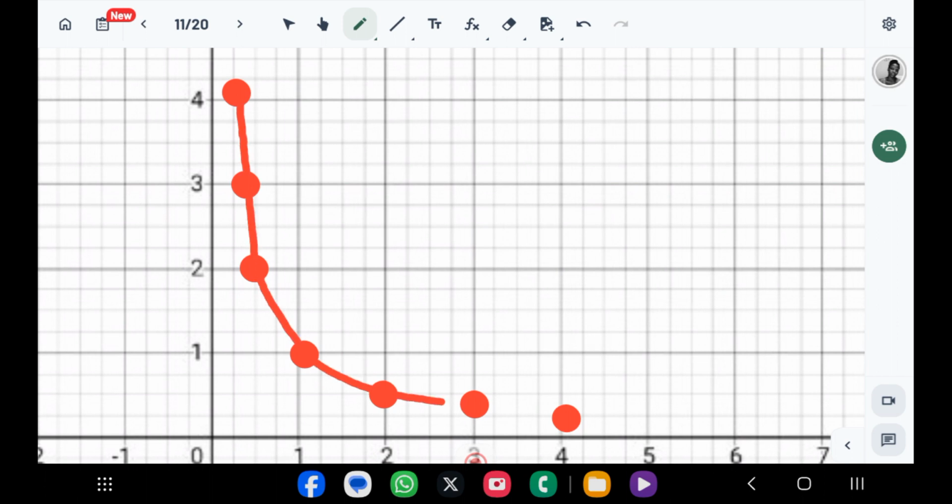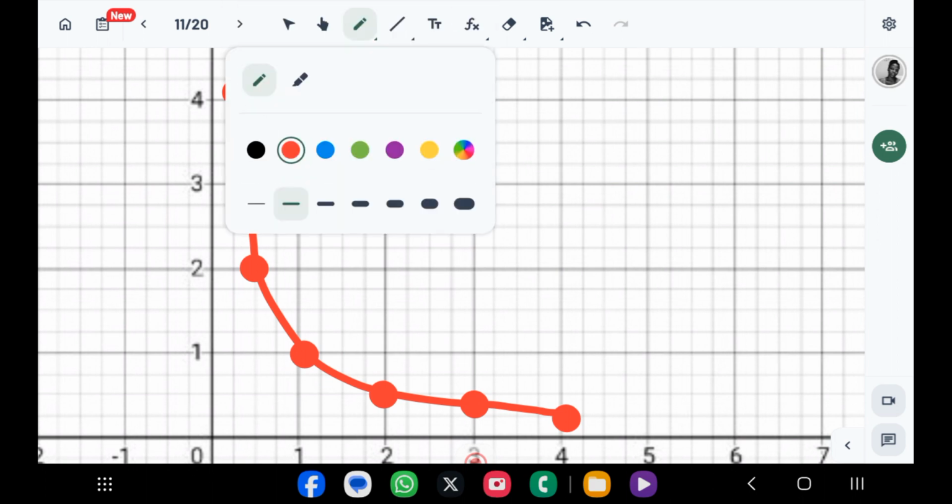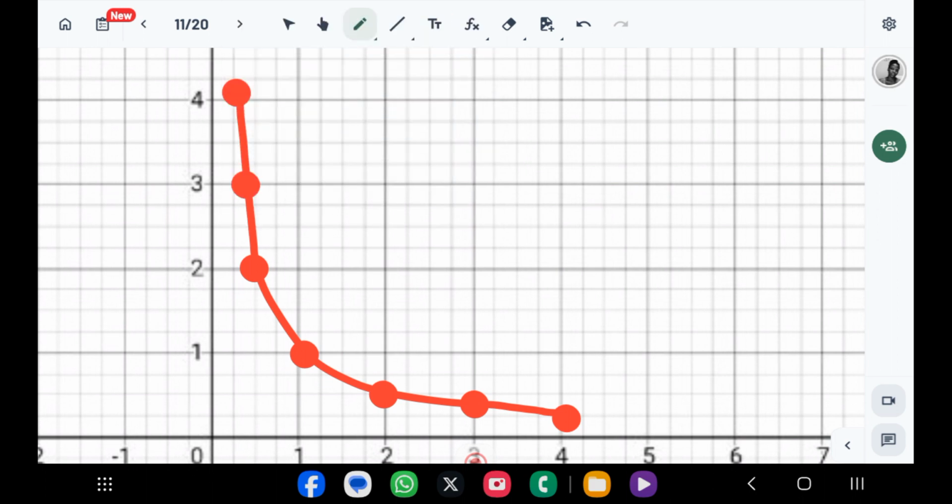Like I said, you don't have to draw this graph. We're drawing it for perspective purposes. Okay, let's draw the tail. Okay, there's the tail. Let's leave the tail there.